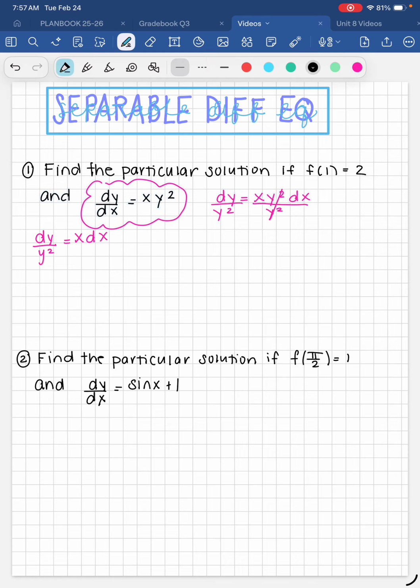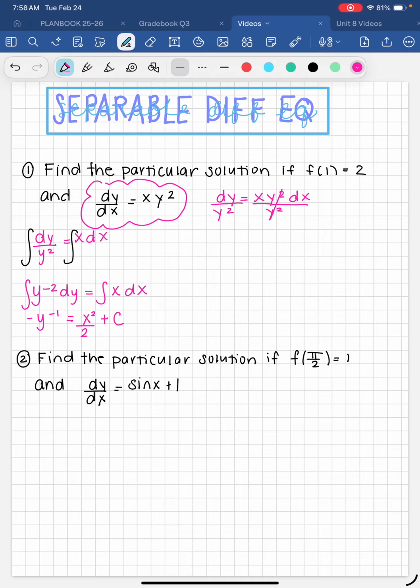Okay, we separated. Now we're going to integrate both sides. The thing is, with the one on the left, that is not ln. ln would only be if it was a y on the bottom, it's y squared. So I'm going to bring up and make it y to the negative 2. And the right side, I'm just going to keep x dx. So we're going to add 1 to the power, divide by the new power. And then the right side, we're going to have x squared over 2 plus c.